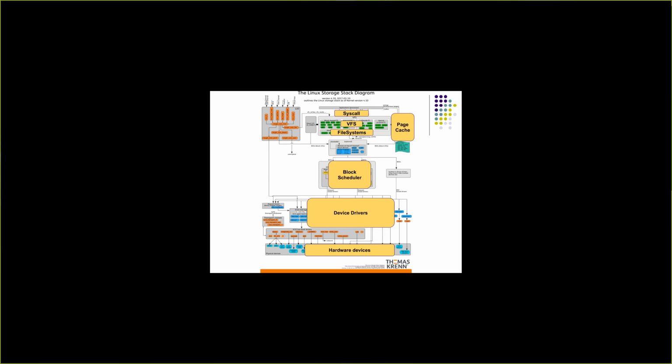Another important piece of file systems is the page cache. The page cache allows Linux to cache the IO that happens to the disk or to the block devices. So instead of directly writing to the device, the page cache, as the name implies, provides a caching interface for all the data that goes to block devices.